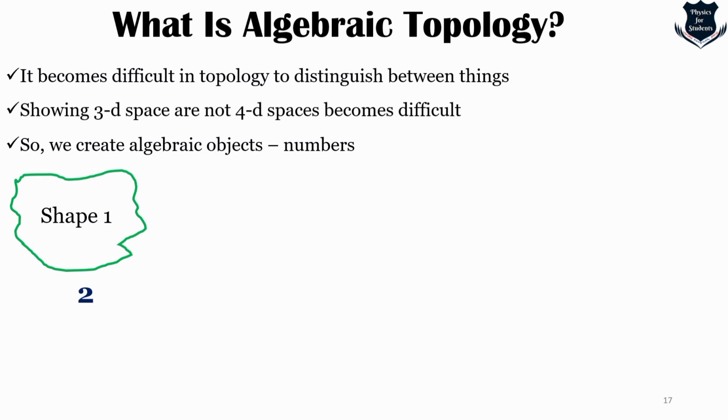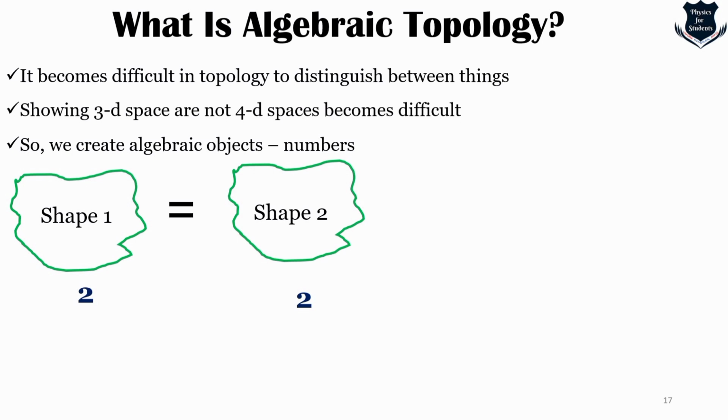These are algebraic objects like vector spaces and groups. For example, if this is a shape, a topological space, it produces a number. Say, for example, the number is 2. Now, if the second shape also produces the number 2, then we conclude that shape 1 is the same as shape 2. Technically, we can say that if two topological spaces are the same, they will get the same number attached to them.